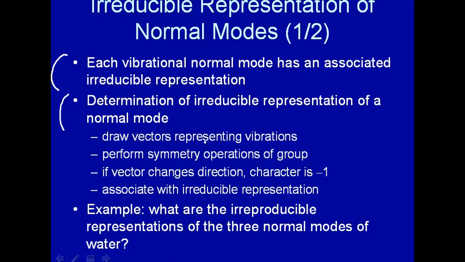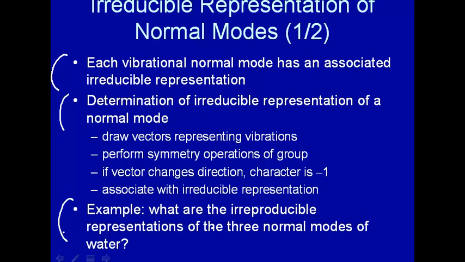What we do is we draw vectors representing the vibrations of an atom in a molecule. That molecule belongs to a particular point group. We perform the symmetry operations of that point group and keep track of where the vectors point. If the vector changes direction, if it points in one direction but after the symmetry operation it points in another direction, then the character of that particular operation is -1. We do that for all the symmetry operations of a group, and then we have a list of characters, and we associate the characters with some irreducible representation. Let's go through this example and we'll see what we mean by that.